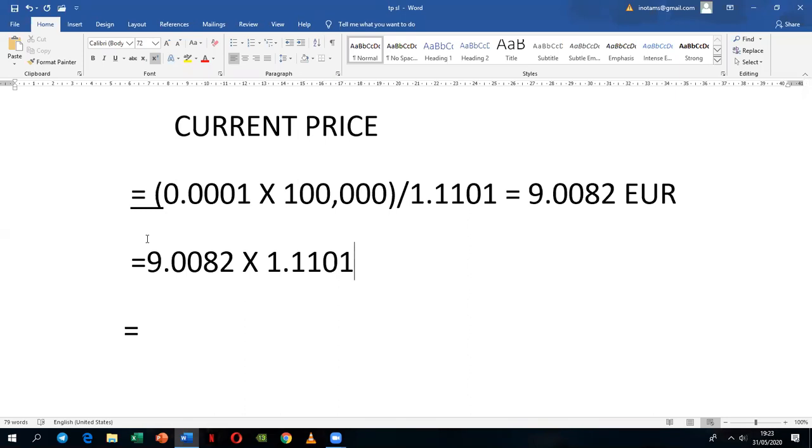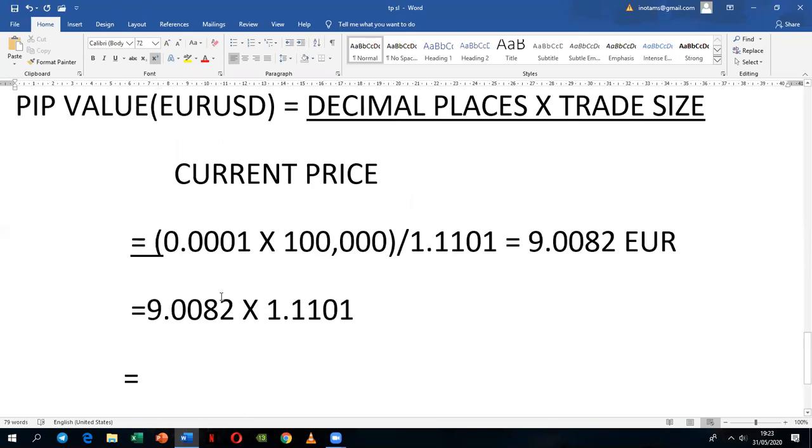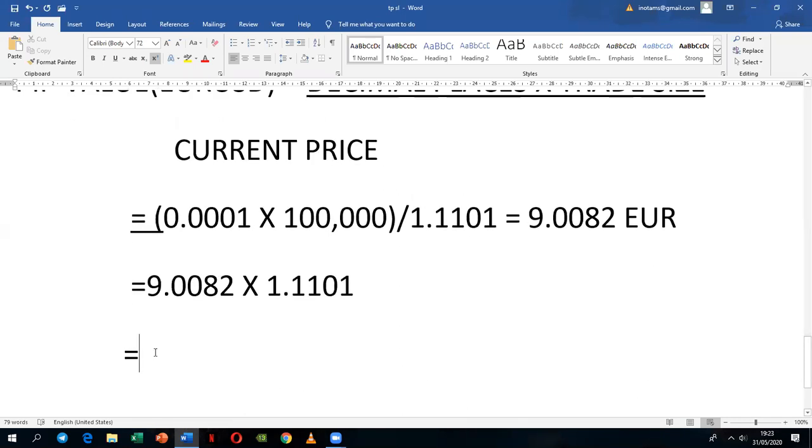This is 9.0082 times 1.1101. It is 10.000028. So when you round off, it's $10.